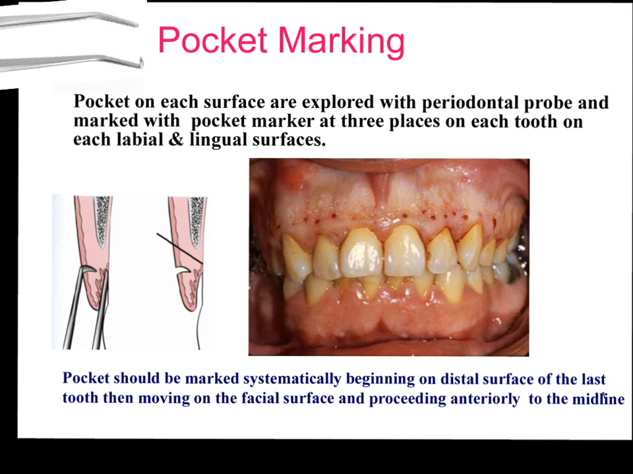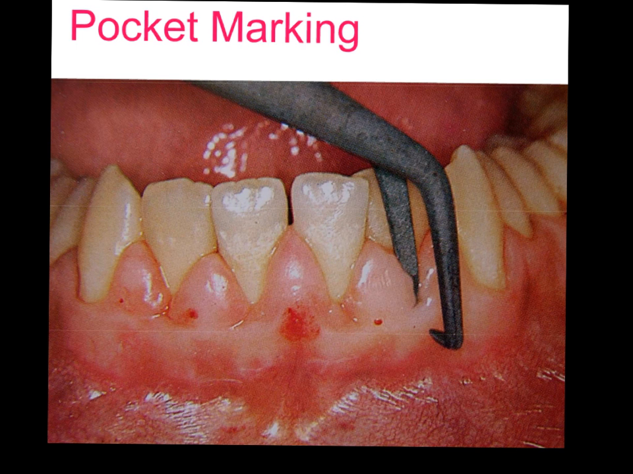And the pocket should be marked systematically, beginning on the distal surface of the last tooth, then moving on the facial surface and proceeding anteriorly to the midline. So you start from here till here, and from here till here. You start distally to the midline. This is the pocket marking.